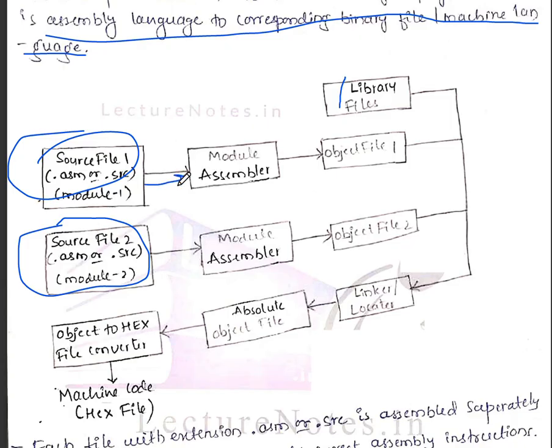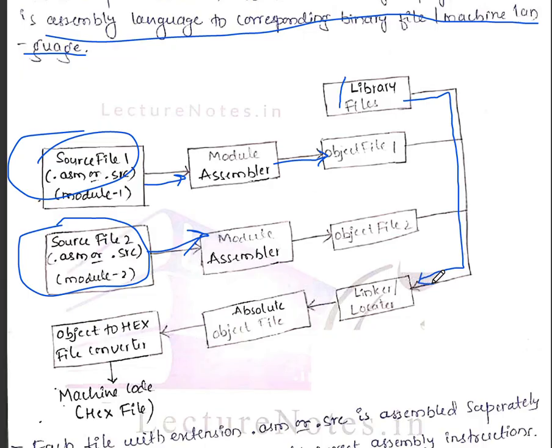Then it will move to the assembler or the module assembler. Both the source files will move to the module assembler. Finally it will move to the object file. And there are library files also present along with the object file.